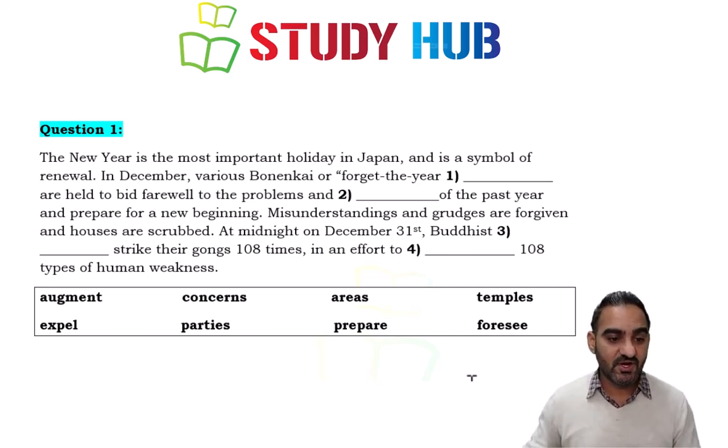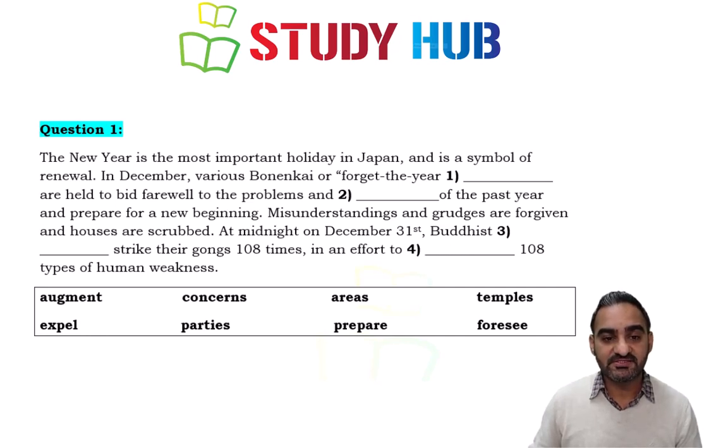If we look at this one here: augment, expel, concerns, parties, areas, prepare, temples, foresee. So these are our words. We can say it is a combination of nouns and verbs. Don't worry if you don't know the meaning of any particular word. Don't waste your time. It is just like getting a quick overview of what these words are. So let's do this first one here. The New Year is the most important holiday in Japan and is a symbol of renewal. In December, various Bonenkai, or forget-the-year parties, are held to bid farewell to the problems and worries of the past year.